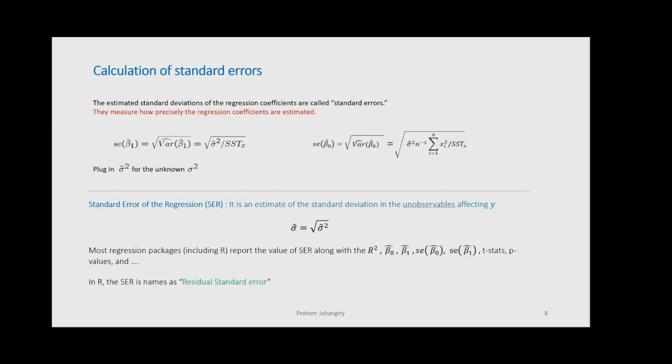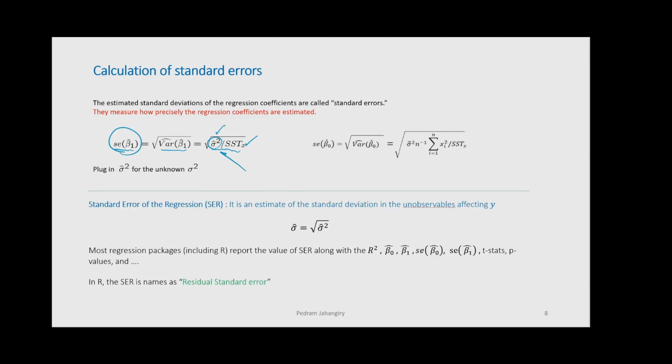So again, remember, at the end of the day, I'm interested in the variance of beta hat 1. And if I take the square root of it, I get the standard error of beta hat 1. It's going to be something like this. Instead of sigma squared, I have sigma hat squared, the unbiased estimate, divided by SSTX. So now everything is observable, and R is going to give me back this number at the end of the day.